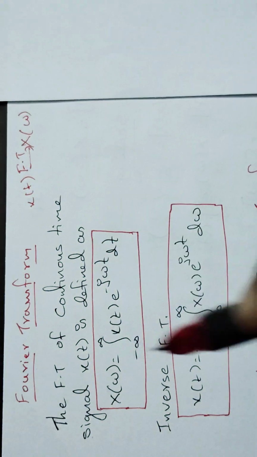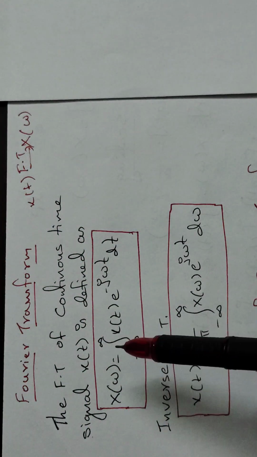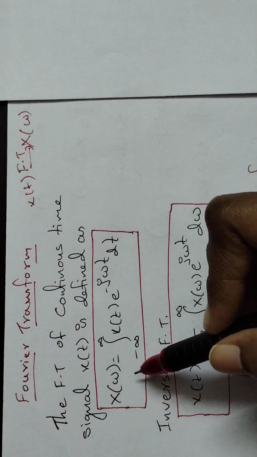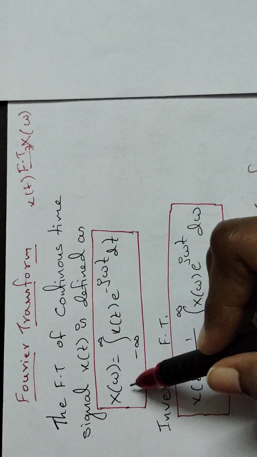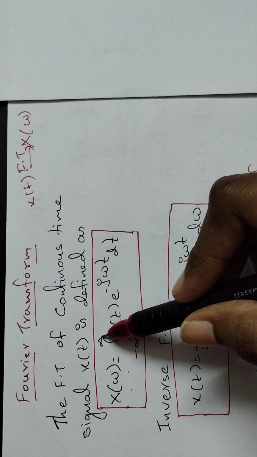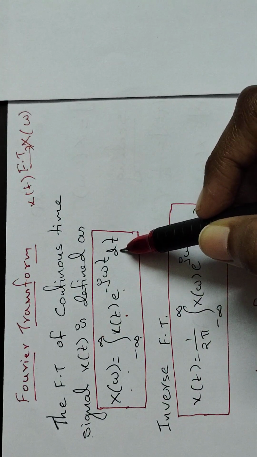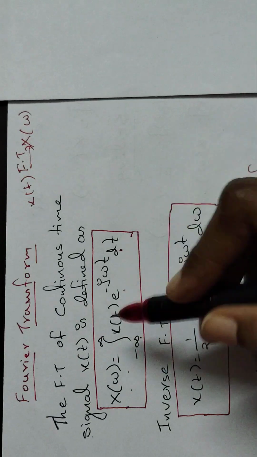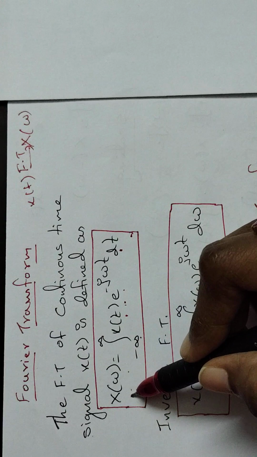So we have the continuous time Fourier transform. The Fourier transform of a continuous time signal x of t is defined as x of omega is equal to integral from minus infinity to infinity x of t e power minus j omega t into dt. So this is the Fourier transform formula. X of t is the given signal, and we have to find out the Fourier transform, that is x of omega.